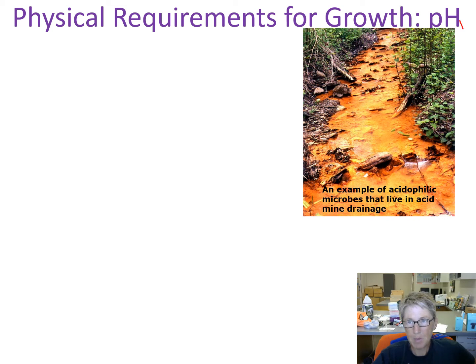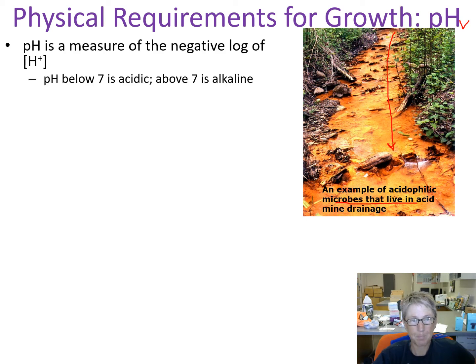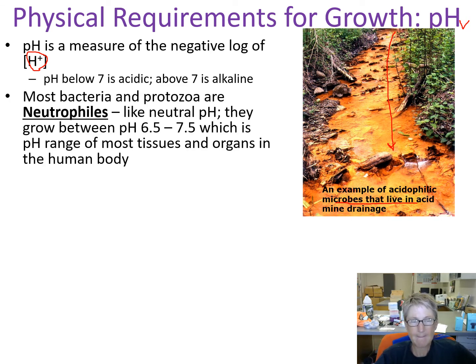Physical requirements for growth. Microbes need a certain pH. It's the acidity. This is an example of an acidophilic microbe that lives in an acid mine drainage. So the color in this mine drainage is due to the acidophilic microbe that lives in it. Remember, pH is a measure of the negative log of the concentration of free hydrogen ion. Below 7 is acidic, above 7 is alkaline.